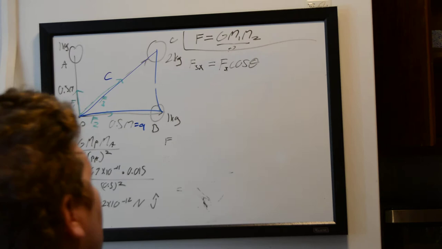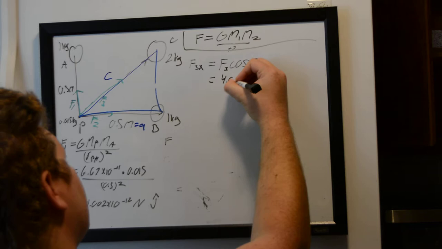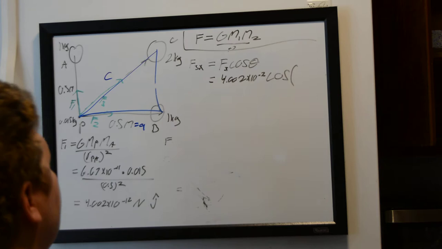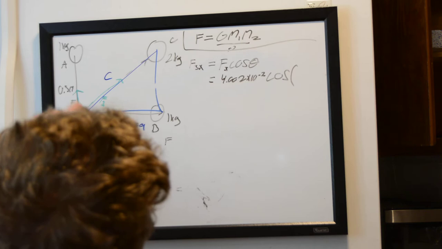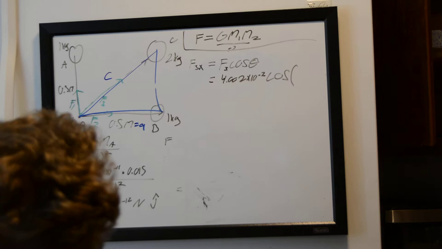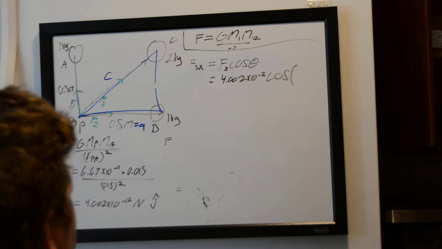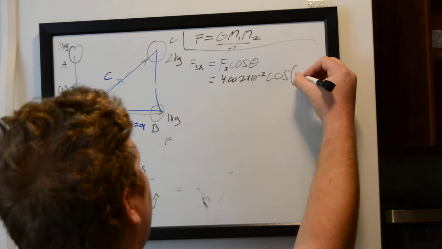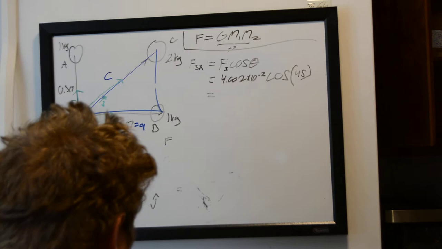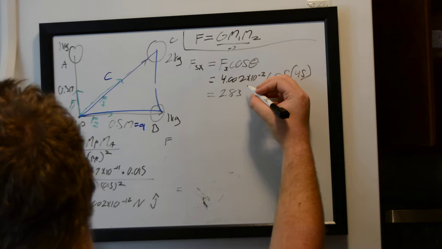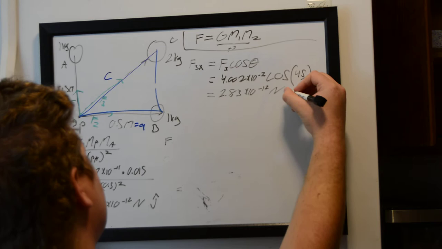So we can just plug in the 4.002 times 10 to the negative 12 times cosine of our angle here. We know that X and Y are perpendicular, so the angle between them is 90 degrees. And we can just eyeball the diagram here and see that this vector going to particle C bisects the two other vectors, X and Y. So we can just assume that to be 45 degrees. So that comes out to be 2.83 times 10 to the negative 12 newtons in the J hat or the Y direction.